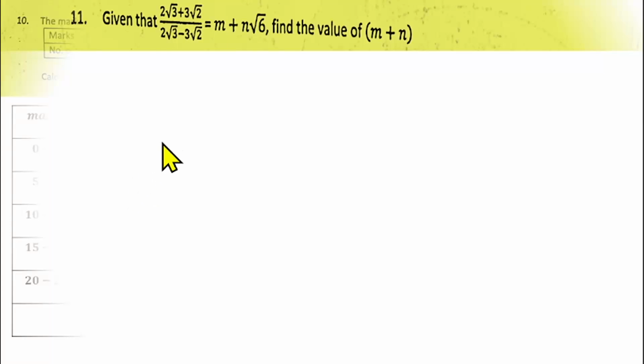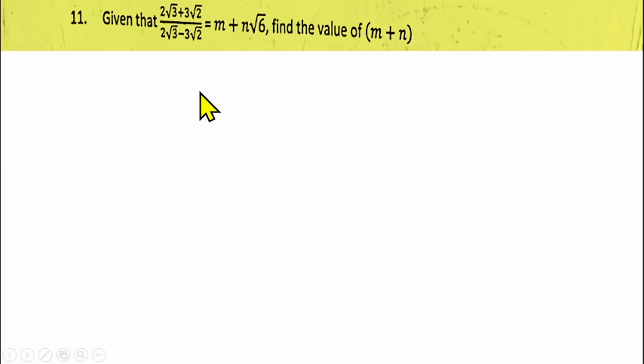Then question number 11. The question is from Surds. We are given that 2 surd 3 plus 3 surd 2 over 2 surd 3 minus 3 surd 2 is equal to m plus n surd 6. We have to find the value of m plus n.